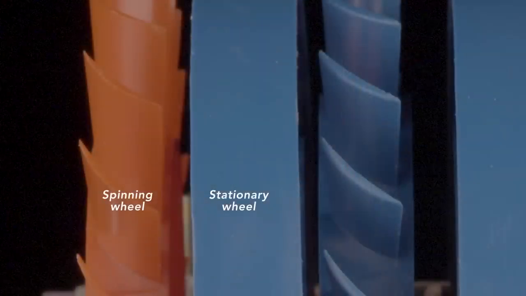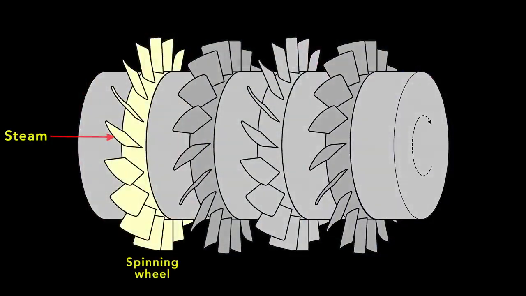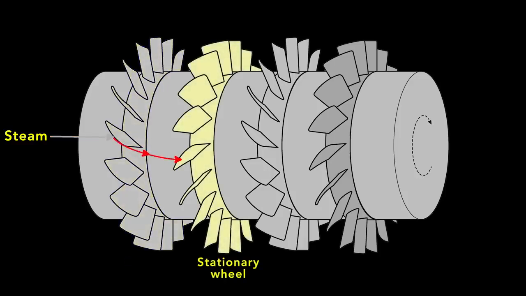To see how this incorporates the action of the Aeolipile, let's x-ray through one of the stationary wheels so we can see the shape of the blades. The scallop-shaped blades on the spinning and stationary wheels are angled in opposite directions. The steam strikes the first spinning blade, as in Branca's device, and it rotates the wheel. The first wheel is further propelled when the exiting steam strikes the immobile blades of the stationary wheel that follows.